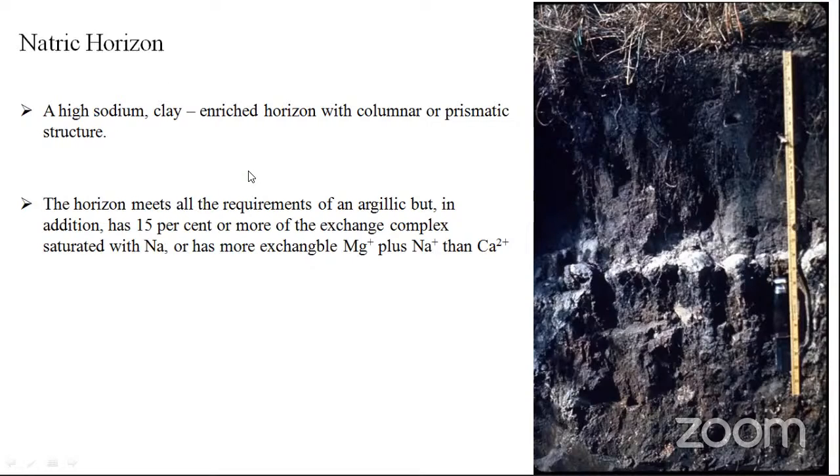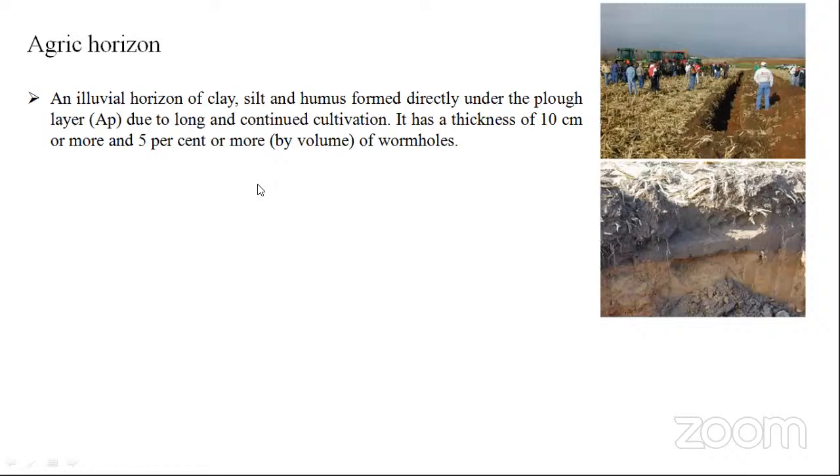Okay, students. Coming to the next, the agric horizon. This is also an illuvial horizon of clay, silt, and humus, but this horizon is formed directly under the plough layer, students. Why? Because of the continuous cultivation, this horizon was formed. It has how much thickness? Around 10 centimeters thickness will be there, or sometimes you can expect more than 10, and you can expect some worm holes. Worm holes means the earthworms, etc. You can say worm holes by volume around 5%. So this agric horizon was directly formed under the plough layer.